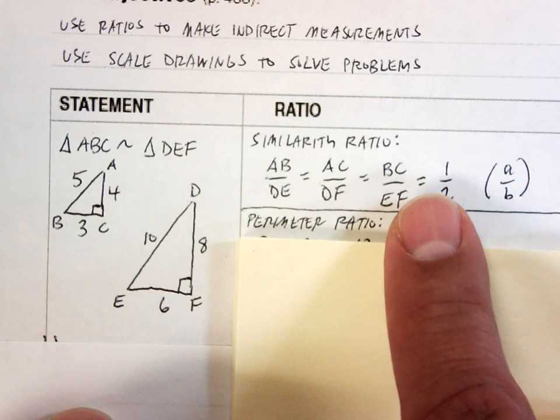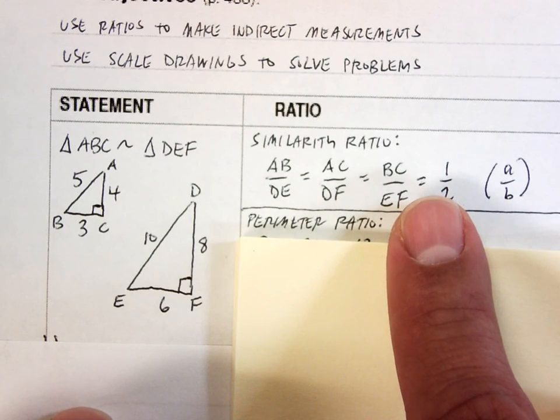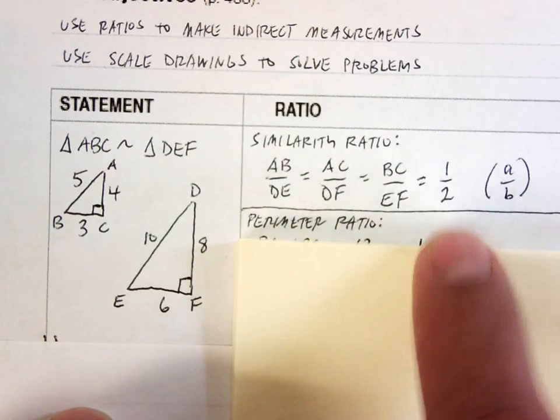So this part should be reviewed. If you're trying to get the similarity ratio, just match up all your side lengths. You'll see that it's 1 over 2.